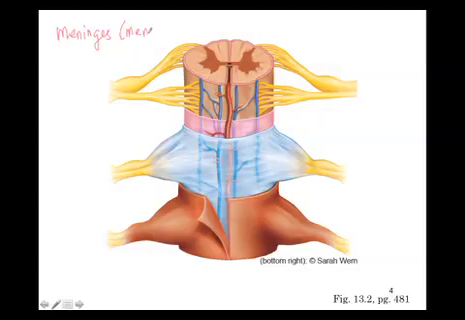Meninx is singular. Should be another N in there. And there are three layers to these meninges. We have one layer that's directly on the surface of the spinal cord. That's called the pia mater.